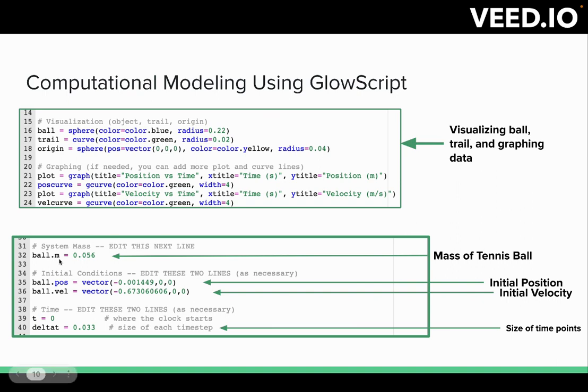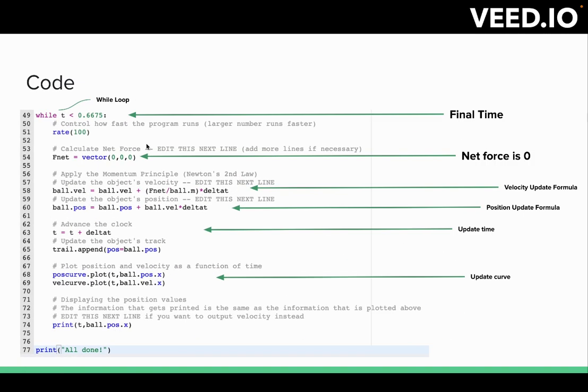For the computational modeling using GlowScript, this chunk of code shows the visualization of the ball trail and graphing of the data. This code initializes the mass of the tennis ball. Ball.pos is the initial position vector, ball.vel is the initial velocity vector, and this code updates the time. Next, I had a while loop which had the final time constraint, as well as F-net being set to 0 as net force is assumed to be 0, along with the velocity update and position update formulas from Newton's second law. Then the time was updated in each iteration along with the curve being updated.